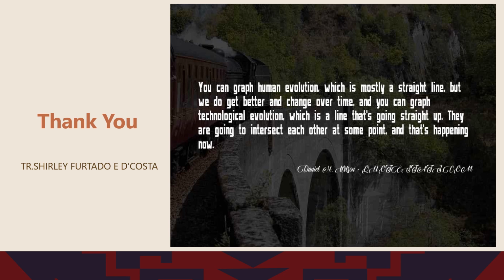Here we have a quote by Daniel H. Wilson. I chose it because it speaks about graphs somehow, and I found it really interesting. I thought I'd share it with you. He says, "You can graph human evolution, which is mostly a straight line. But we do get better and change over time. And you can graph technological evolution, which is a straight line that's going straight up. They're going to intersect each other at some point, and that's happening now." I'll leave you with that thought.